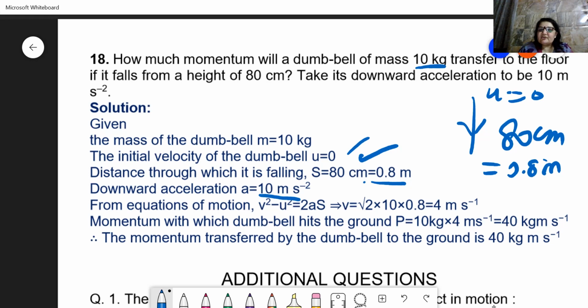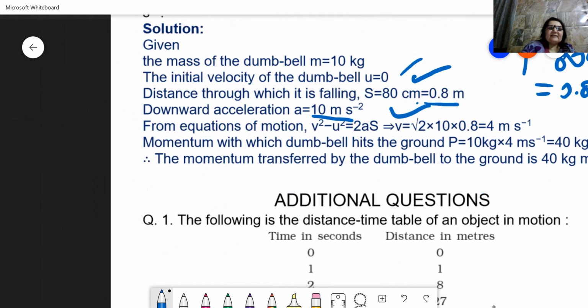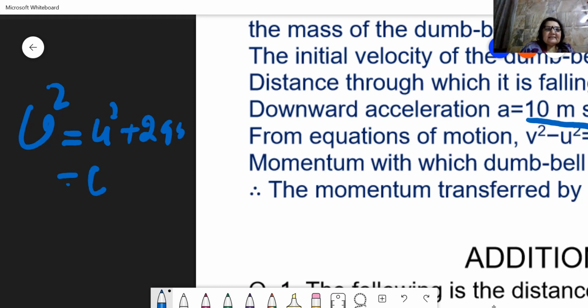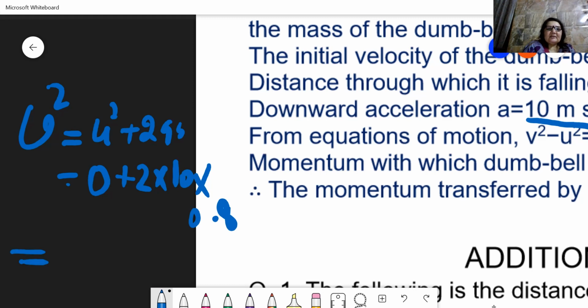So from the equations of motion, you have to find out what v is, because we want the final momentum. You know the formula of v square minus u square, that's the third equation. It is a very simple question based on v square is equal to u square plus 2as. If you put in the values, 0 is the initial velocity, 2 multiplied by 10 multiplied by 0.8. If you multiply all these three numbers, you can remove the decimal here: if you put 10 here, you will remove the decimal, and 10 and 10 will cancel.